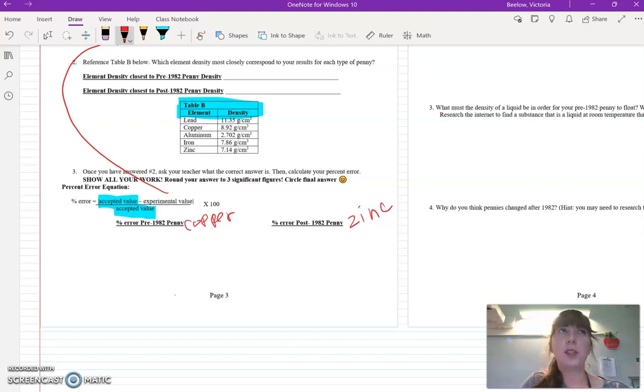However, copper was becoming too expensive. So after the year 1982, and today, pennies are actually made with mostly zinc, and then they have like a copper coating on the outside.